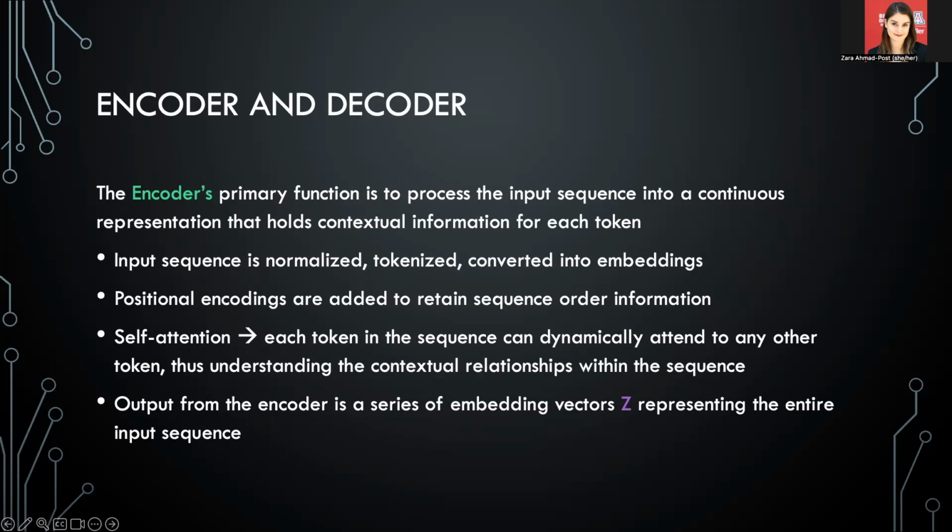So let's just start with the encoder. The encoder's primary function is to process some input sequence into some continuous representation that's going to hold contextual information for each token. Have we played with convolutional neural networks before? A little bit? No? I like using convolutional networks as an example because it shows how things get smoothed out in a certain context.